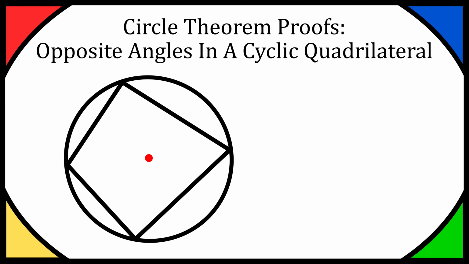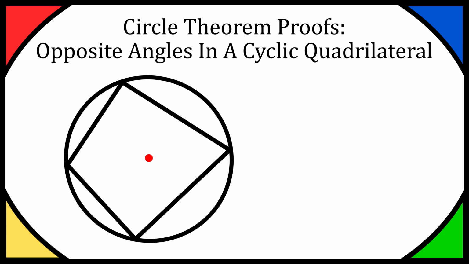So as you can see, we have a circle with a quadrilateral within it, which is a four-sided shape. We've also got a red dot in the middle of the circle, and the corners of the quadrilateral touch the circumference or edge of the circle. We need to prove that the opposite angles within the quadrilateral add up to 180 degrees.